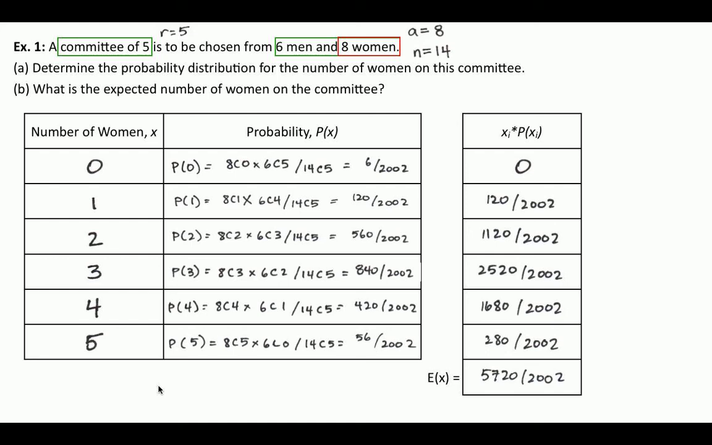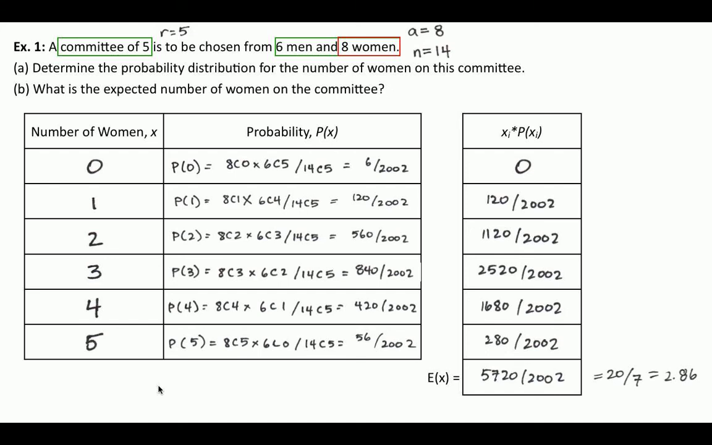Now we can go to a decimal. And this is about 2.86. So what does this mean? 2.86 women. So out of 8 women and 6 men, we're looking at a committee of 5. Basically, the expected number of women, the ones that we would see on average if we were completely choosing at random, we would expect to see either 2 or 3 women, but probably closer to 3 women.